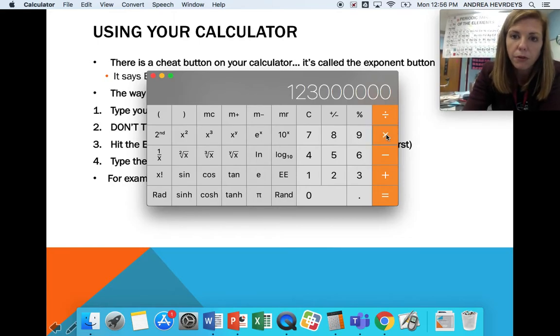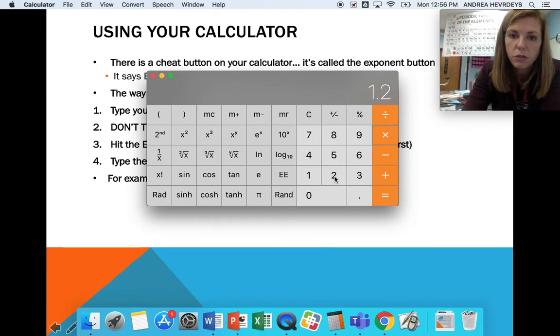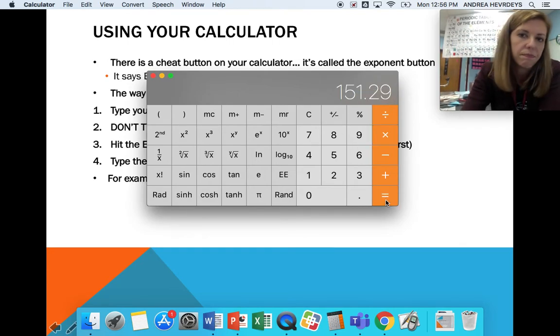And I'm going to multiply that times 1.23. Again, I'm just going to type in the E, and here I have to type in a 6, then the negative. On your calculator, you might be able to do the negative and then the 6. And I hit equals, right? And then there's my value, 151.29, would be my answer if I had to multiply those two numbers in scientific notation.